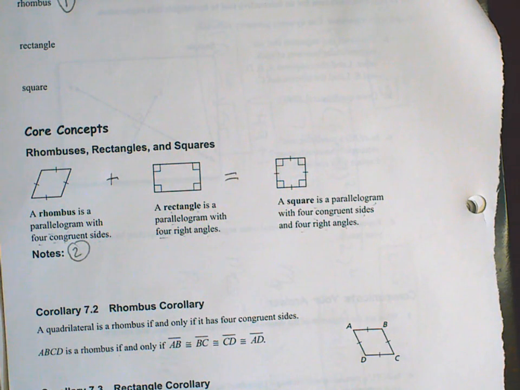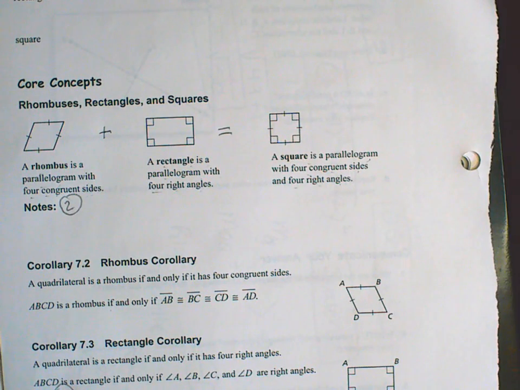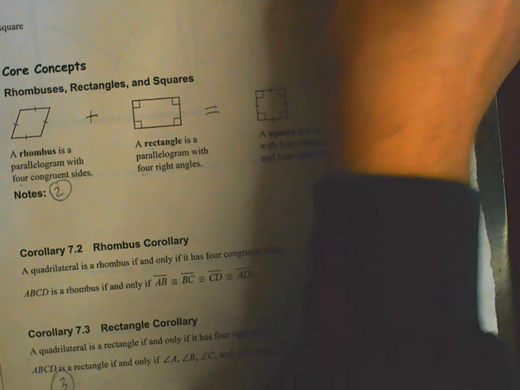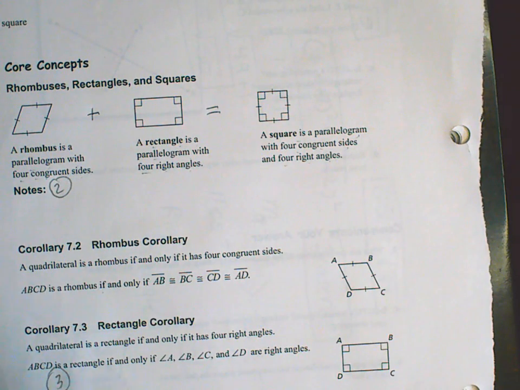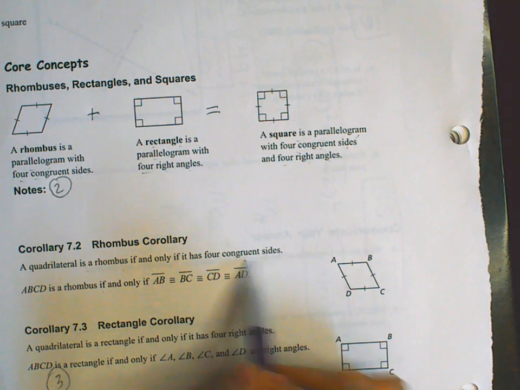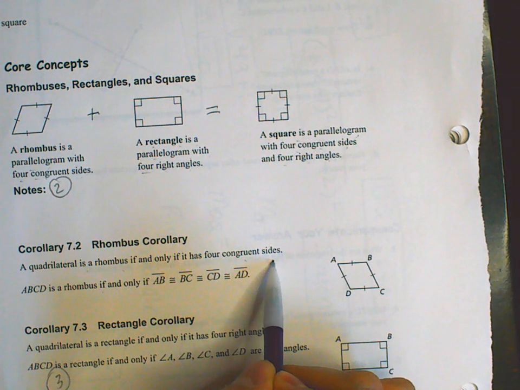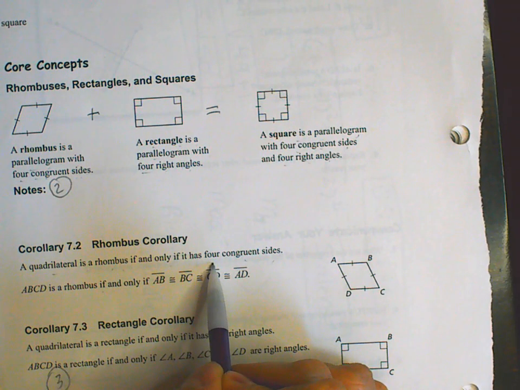Today's lesson has a lot of theorems, and they're all called biconditional theorems, meaning that the theorem can be split into 2 separate theorems. We're not going to be able to prove every single one of them, but we are going to prove a few. The first one is a quadrilateral is a rhombus if and only if it has 4 congruent sides.